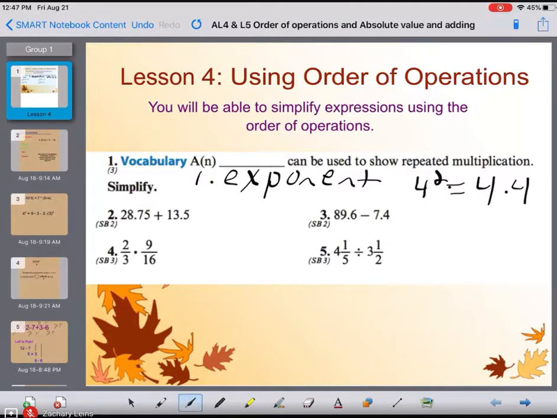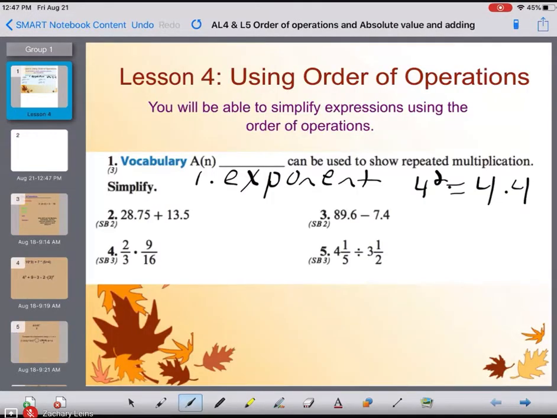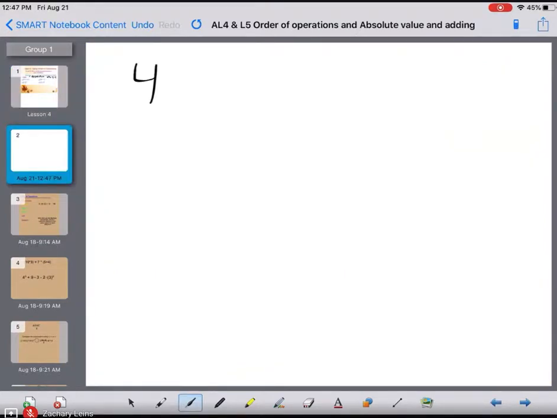So remember, I'm just going to go ahead and write this on a new page. So we got 4 and 1/5 divided by 3 1/2. So 4 and 1/5, all divided by 3 1/2. All right, so when we look at this, one of the first things that we're going to want to do is we're going to want to change our fractions here, our mixed numbers, to improper fractions.